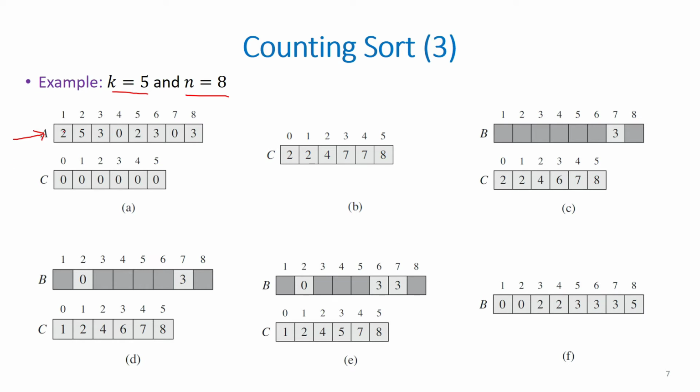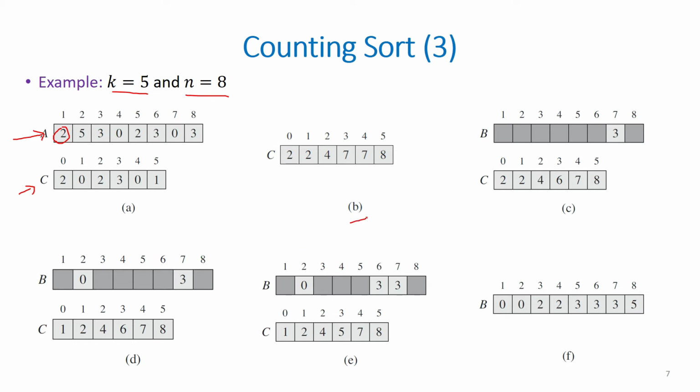For example, it first looks at 2, goes to the second house, and increases it by 1. Then it looks at the value 5, goes to the sixth house, and increases it by 1. It does the same for 3, 0, 2, 3, 0, and 3. So basically line 4 would change the C array as such. Now, after applying the for loop on line 7, we get the cumulative array shown in B.